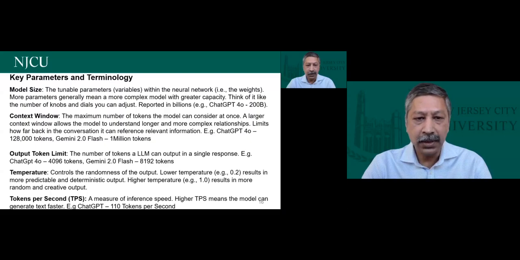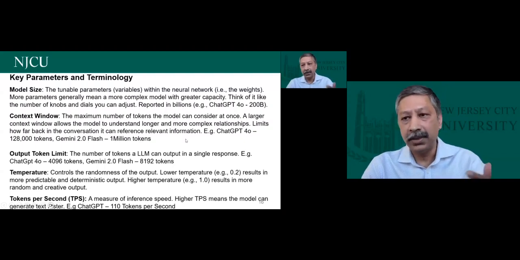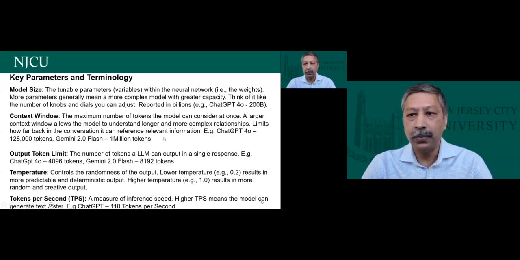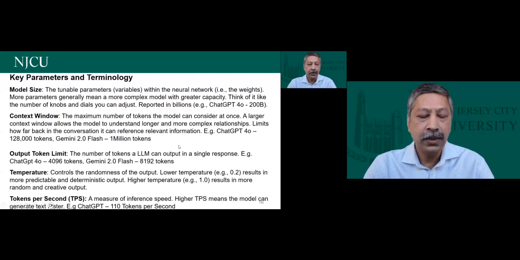So for example, ChatGPT 4.0 has a 128,000 token context window. This is important for how far back the model remembers. The output token limit is important because it limits the size of the output that the model can generate. For example, ChatGPT 4.0 has 4,096 tokens, and Gemini has 8,192.